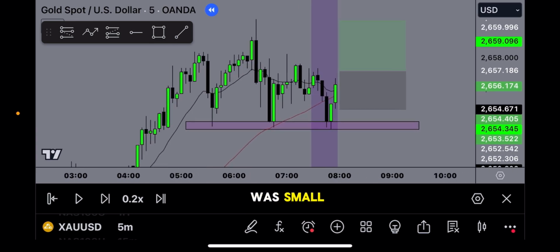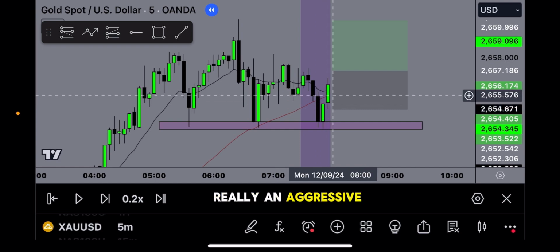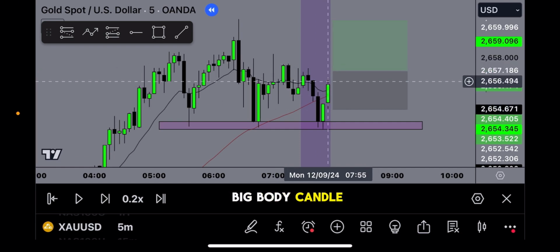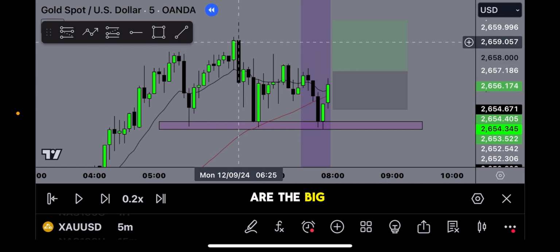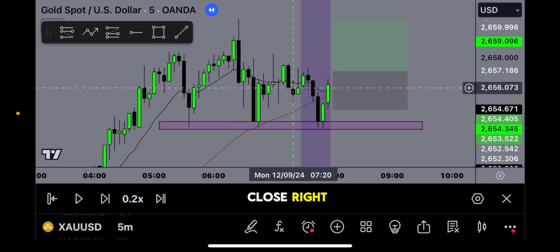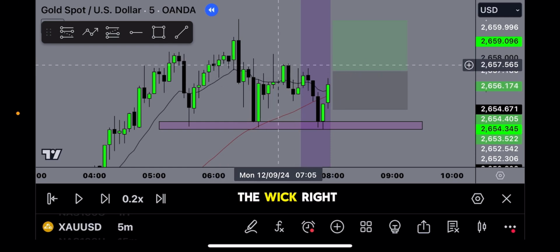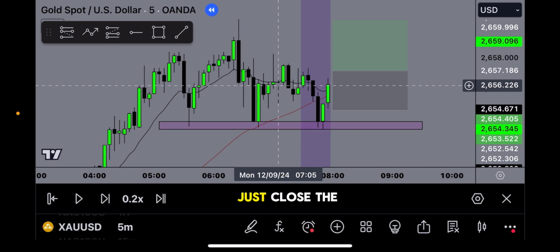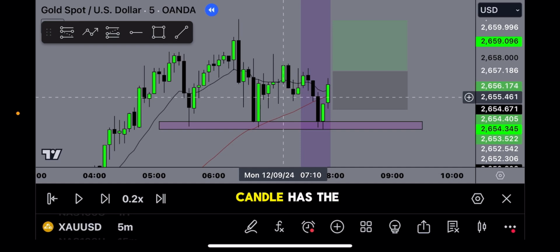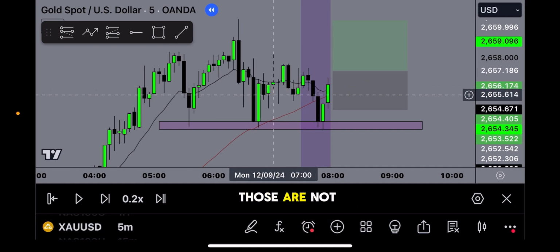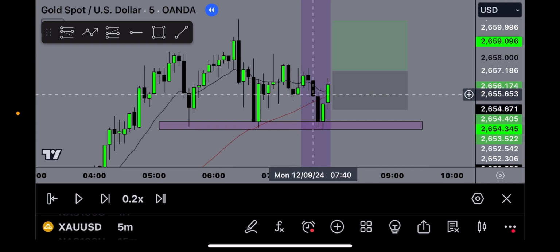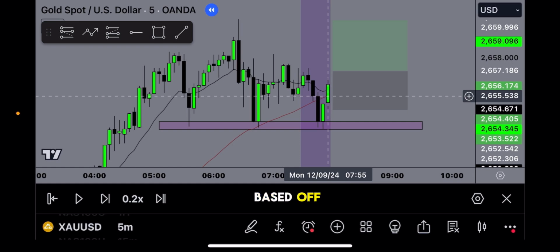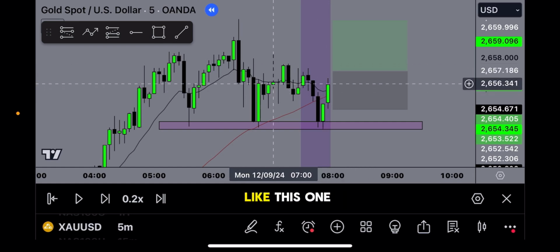Even though it was small, right? It wasn't really an aggressive, big body candle. Also, the breakout candles that you want to take and focus on are the big candles that close like this, that have a big body like this one and close, right? Candles like this that just have the wick and then just closed a tiny bit on the other side, like this candle has the wick and it closes a tiny bit on the other side. Those are not candles that you want to be taking the trades off of. You want to take the trades based off big momentum candles, like this one right here.